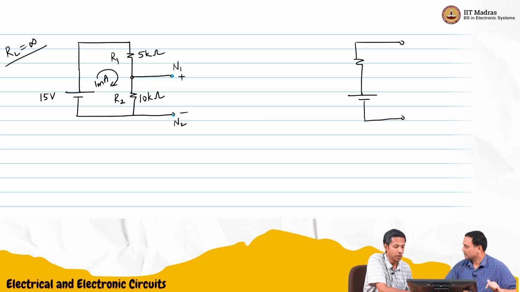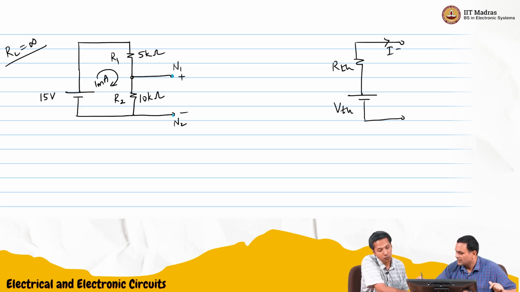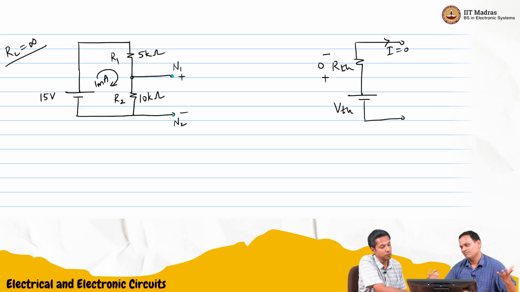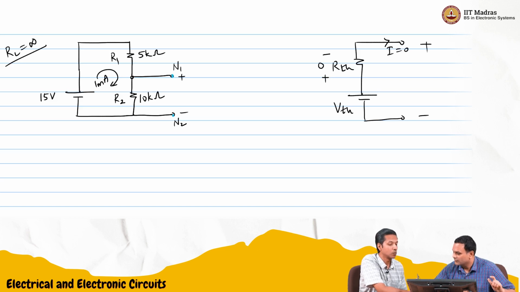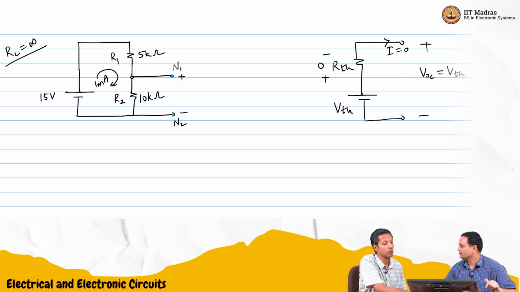No RL. So in this case it's easy, if there is no RL, the current is equal to 0. So there is no voltage drop across the Thevenin resistance. So this open circuit voltage clearly is equal to VThevenin. There's no voltage drop across RThevenin, so all of this VThevenin will appear as the open circuit voltage.